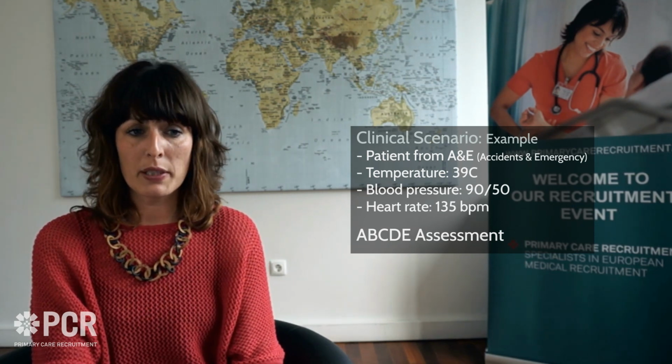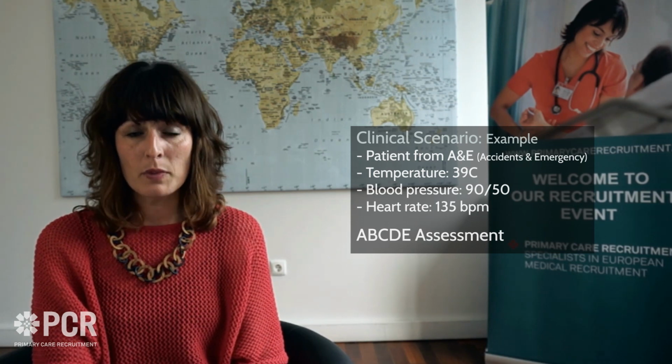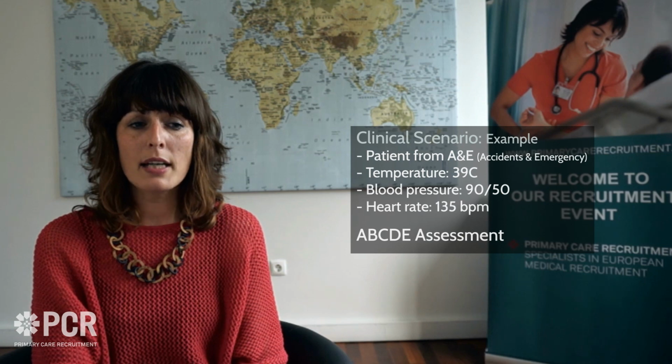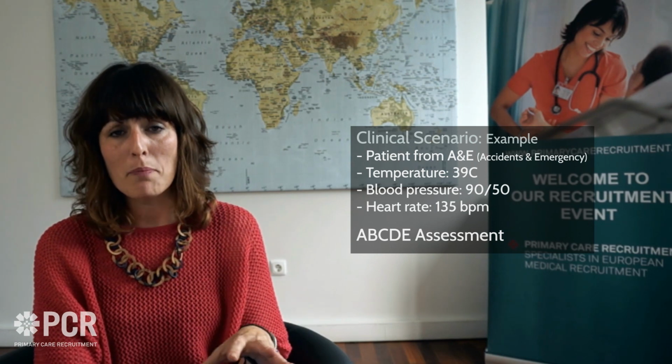Then I would move on to breathing. What's the patient's respiratory rate? What's their oxygen levels? Have they got oxygen on? Do they need oxygen on? In this case, I would say that the patient definitely needs oxygen on. And are they using accessory muscles? Is there any concern about what their acid-base balance might be? So would we take an arterial blood gas?